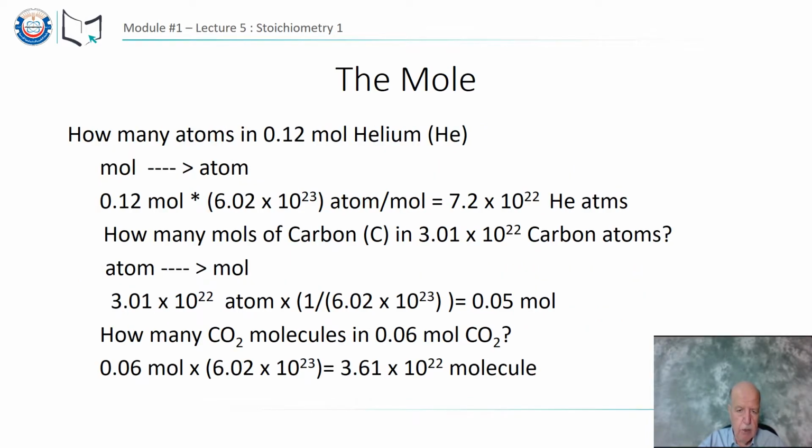How many atoms in 0.12 mole of helium gas? Just multiply by Avogadro's number. How many moles in carbon atoms? Atoms to moles, multiply by what? The inverse of Avogadro's number. Molecules in 0.06 moles, multiply the number of moles with what? With Avogadro's number, which is 6.02 times 10 to power 23.